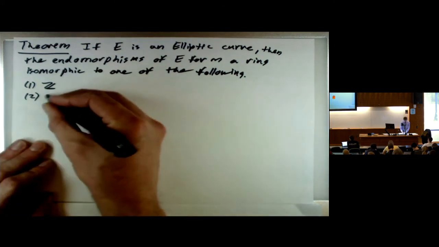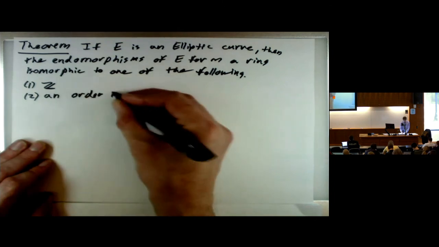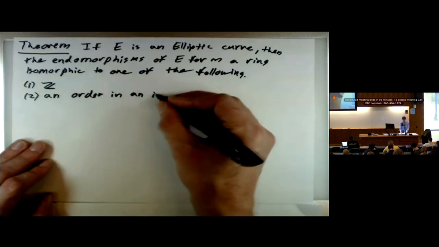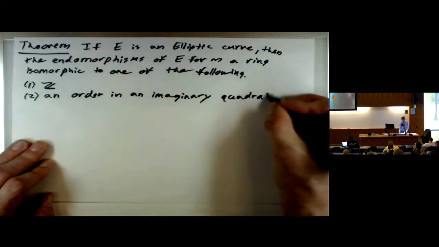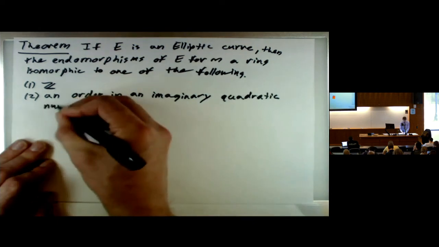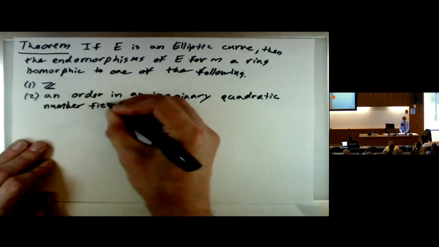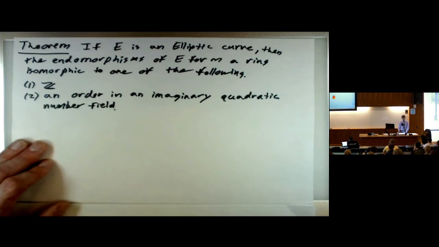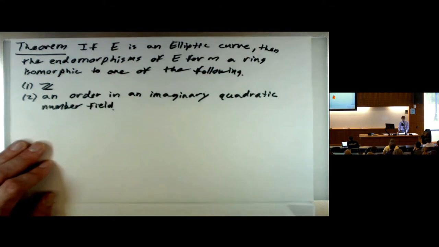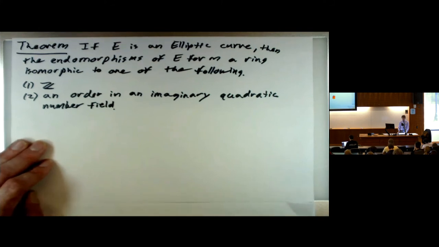Then second option, an order in an imaginary quadratic number field. I'm not sure if you know what the general concept of an order is. It's not that important to us for our purposes. Here it's a subring of some kind. Certainly as examples of orders, you have the integers in the number field, but that's not the only option. Orders are a little bit more general than the integers themselves.